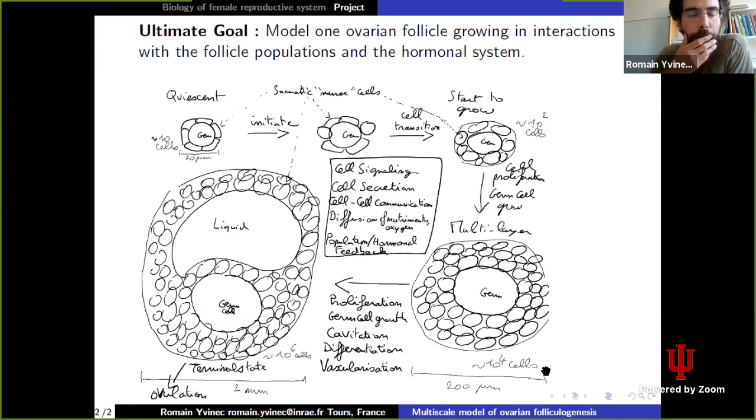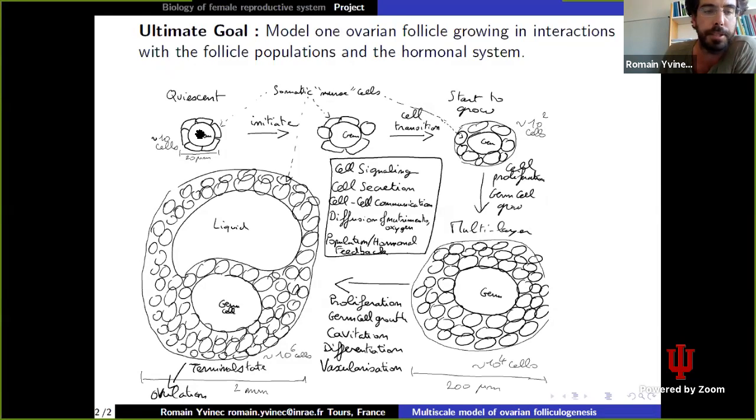So my ultimate goal is to model the growth of one ovarian follicle, and its interactions with the follicle population and the neurohormonal signals, through ODE or PDE models. That's probably not a reachable goal for a weekend, but that's my track. And here I'm drawing what the model could look like for the initial steps.